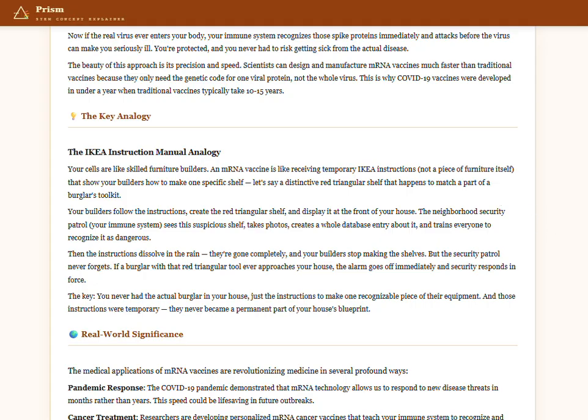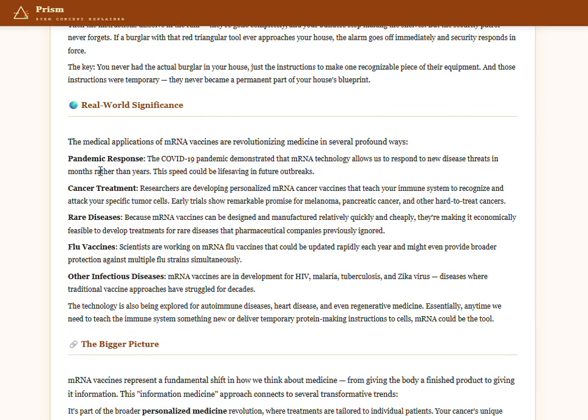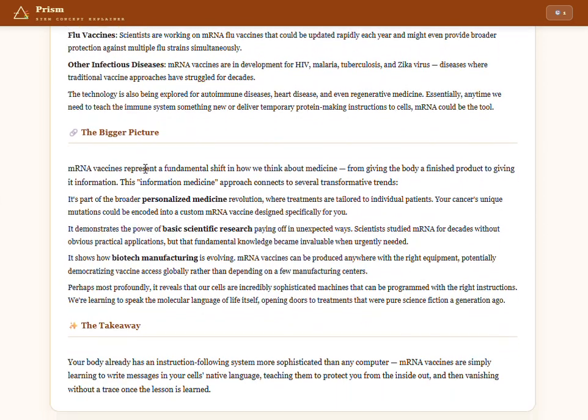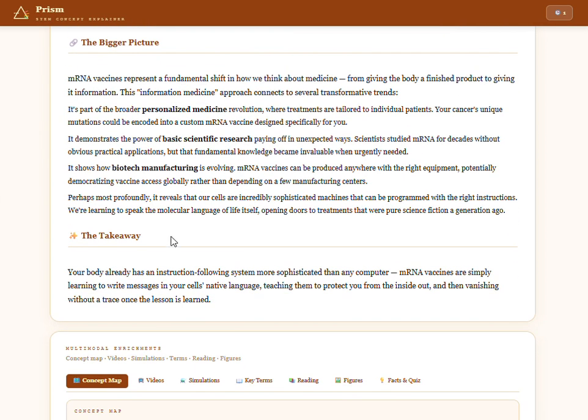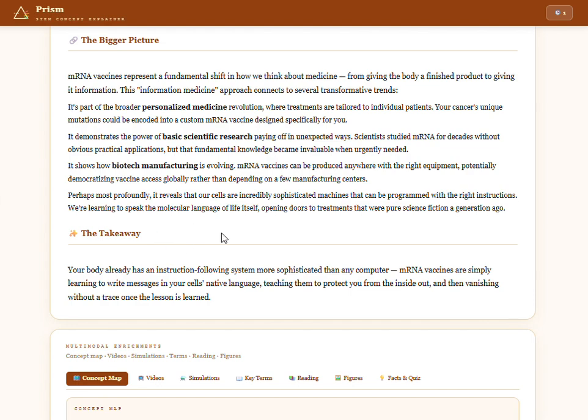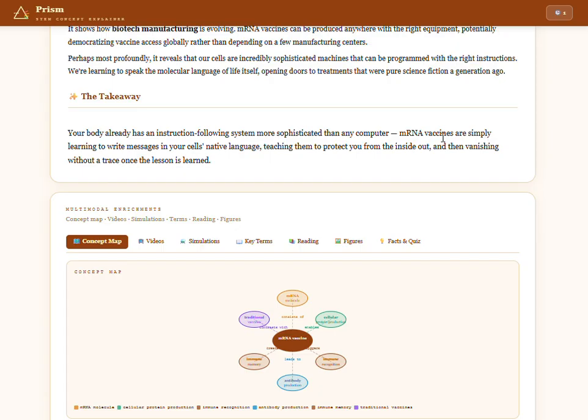All right, so there is a real world significance to this, and these are the medical applications of mRNA vaccines for pandemic response, cancers or rare diseases, and other infectious diseases. So that is a focus on the applications, which can then give way to the bigger picture where it is used in personalized medicine and basic scientific research as well as biotech manufacturing. So what is the takeaway? There is a summary of that in the context of mRNA vaccines.